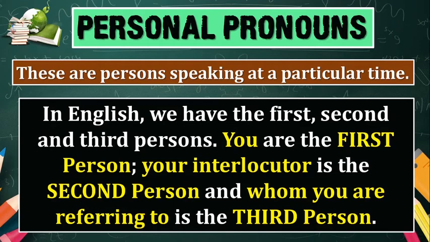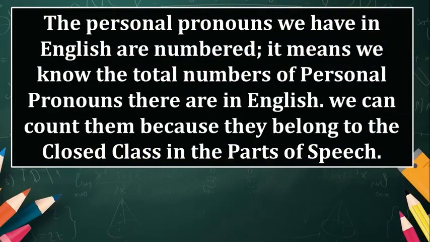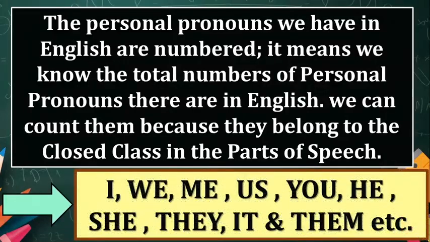Like we did say in the parts of speech video, that the parts of speech are divided into two parts, the open class and the closed class. You will need to check out that video. In the closed class, you cannot add any member. So the personal pronouns that we have in English are numbered. It means we know the total numbers of personal pronouns that we have in English. You can count on your fingers the total numbers of personal pronouns that we have in English. For example, you have the I, the we, me, us, you, he, the she, they, it, and them. All of these are the personal pronouns that we have in English.